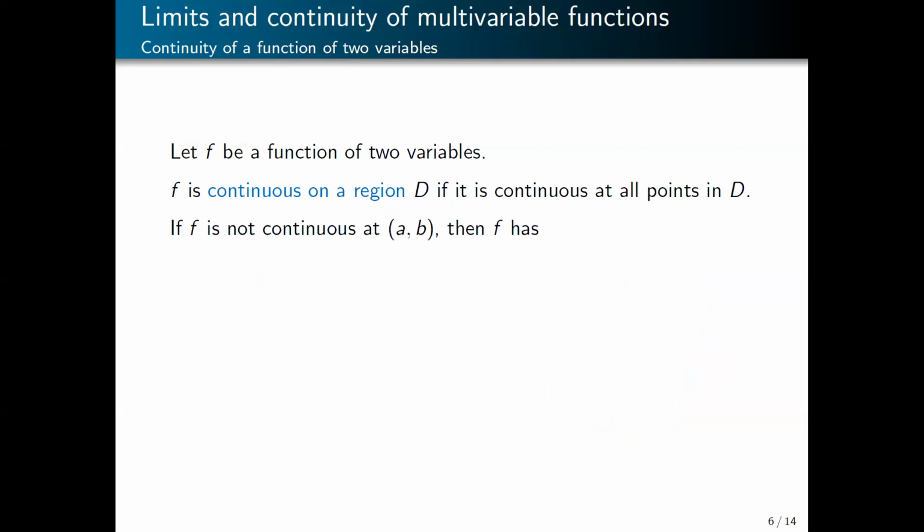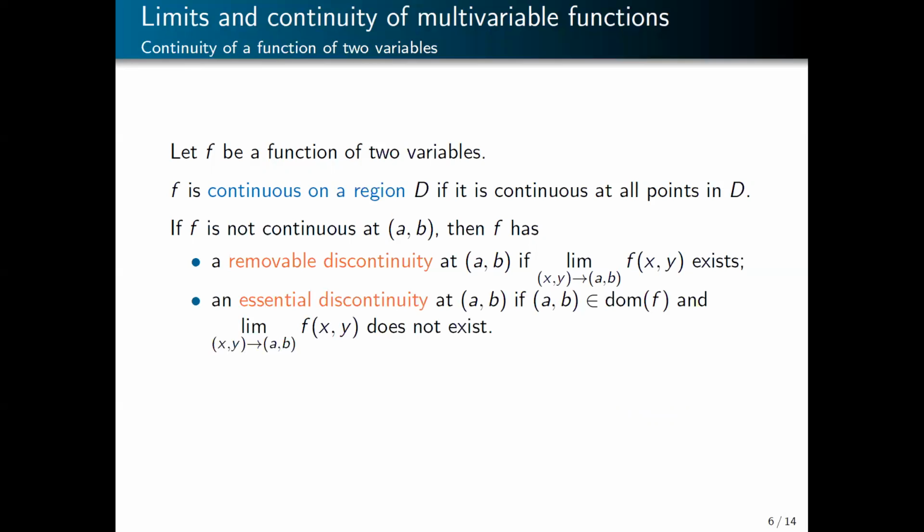If f is not continuous at a point (a, b), then two things may happen. First, the limit of f as (x, y) approaches (a, b) exists. In this case, we say that f has a removable discontinuity at (a, b). Visually, this means that the graph of f corresponding to some open disk around (a, b) is obtained by taking an unbroken surface and either deleting the point corresponding to (a, b) or moving it to another location on the same vertical line.